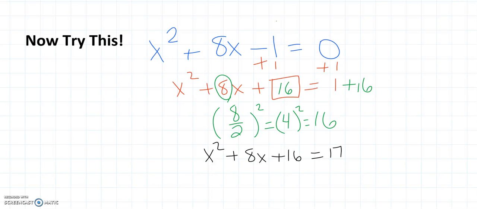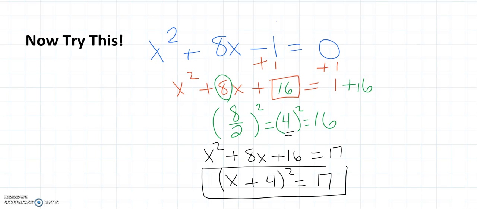Now we have a perfect trinomial square. The square root of the first term is x. The square root of the second term is 16. If you'll recall, it's the 4 that we squared. So we have x plus 4 squared is equal to 17. And if this is what you got, you got the right answer.